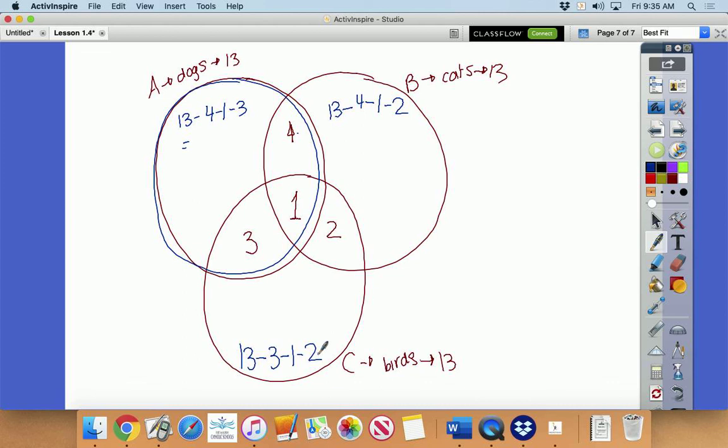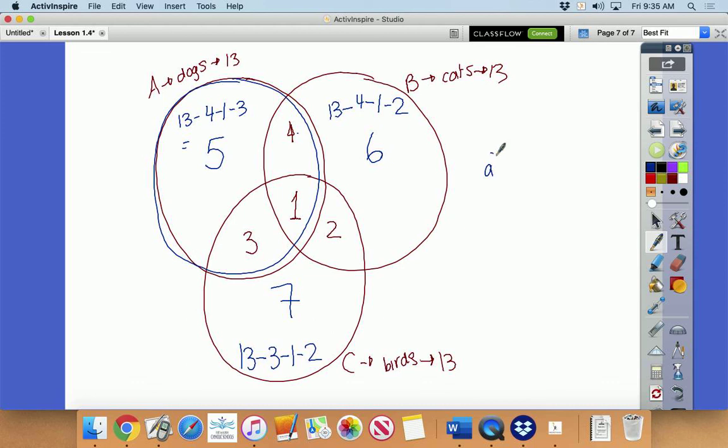So for dogs only, you should have 5. For cats only, you should have 6. And for birds only, you should have 7. So our last check is we can add up all these numbers, but since we don't have the universal, there's no way to really check. So if you were given the universal, you could use that, but in this case, we don't. We'll just fix this. This should be a 6. Okay. And then let's answer the questions.